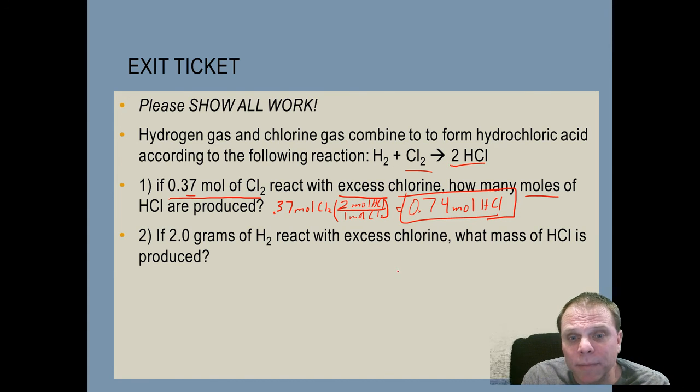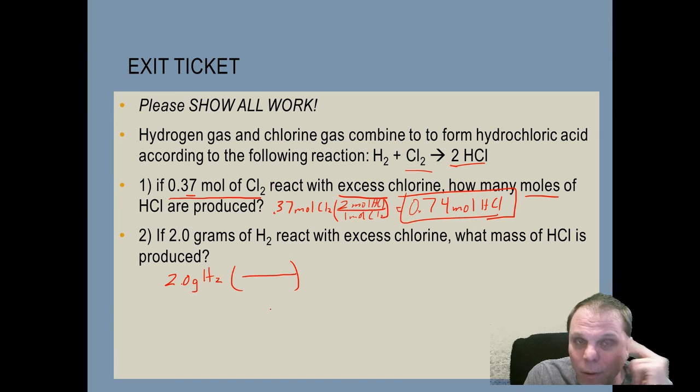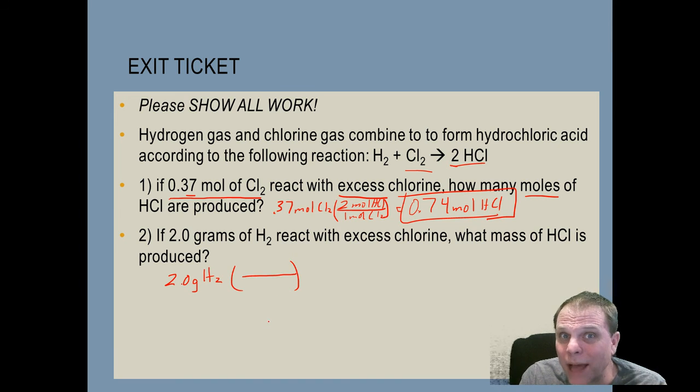If 2.0 grams of hydrogen react with excess chlorine, what mass of HCl is produced? Oh my goodness, I'm going mass to mass. Well, that's not a problem. We know how to do mass to mass now. So I start with 2 grams of H2. And if I want to go from mass to mass, I have to go through the mole road, so I've got to convert to moles.